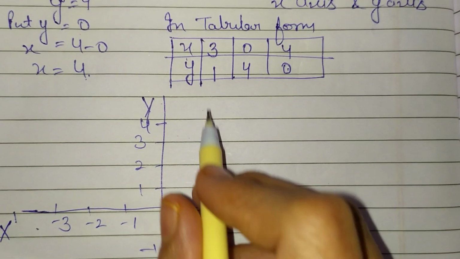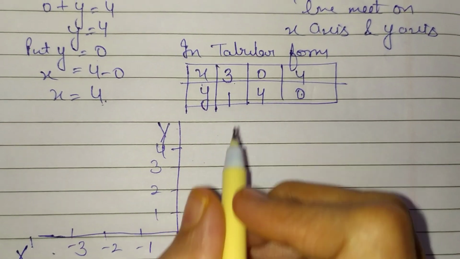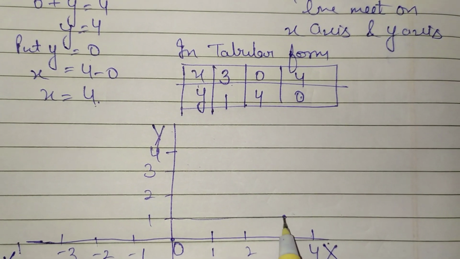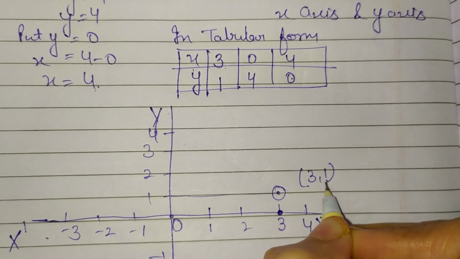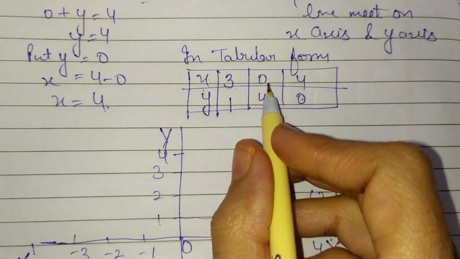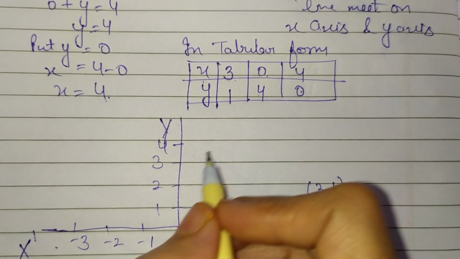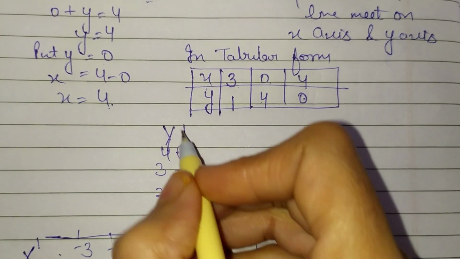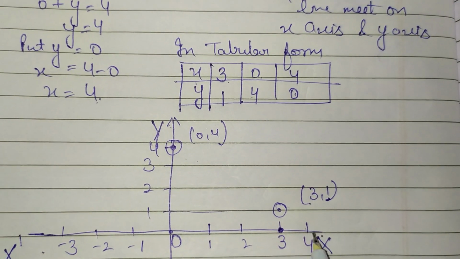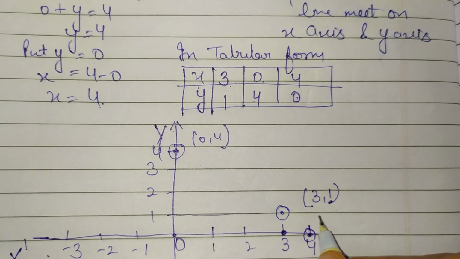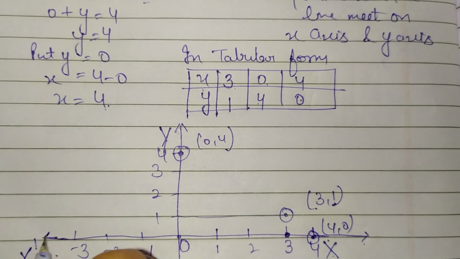So now see, first is x is 3. On x place 3, y is 1. That's it, this point. Write the point 3 and 1. Abscissa is 3. Ordinate is 1. X is 0, y is 4. That is this. Next, x is 4, y is 0. Extend these values.